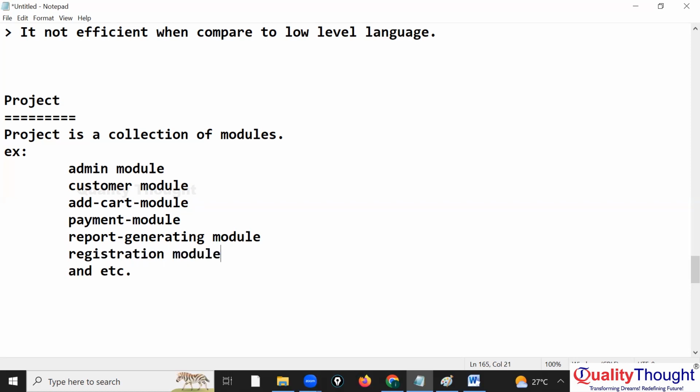If anyone asks what is a project, what is your answer? A project is a collection of modules. Modules means what are the modules we have? Admin module, customer module, add to cart module, payment module, report generating module, registration module, login module. Like this, we can say multiple modules will be there, guys. Okay, sir, I got an idea what a project is. But remember one point: I have one project with me.